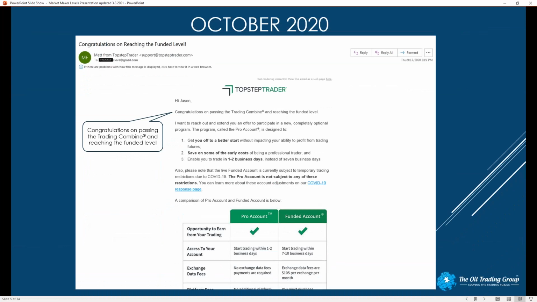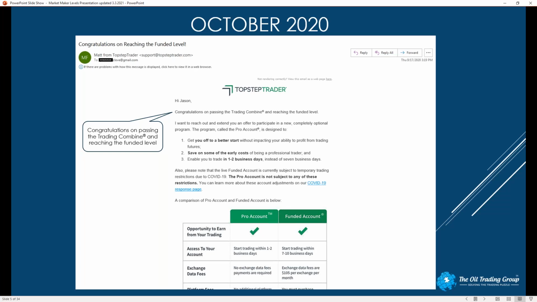All right, so I showed you those that were done back in 2018 and 2019. In October of 2020, we went through the process in front of the live trading audience again. And what you'll notice here is that this is a letter from Top Step Trader that says, congratulations on passing the trading combine and reaching the funded trading level. Now, again, if you're not familiar with Top Step Trader, they provide you with funding if you can pass their criteria, so it's kind of like an online interview process.